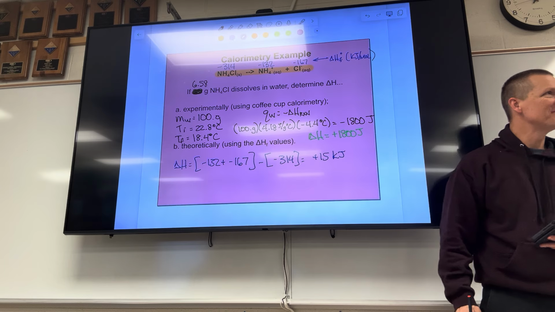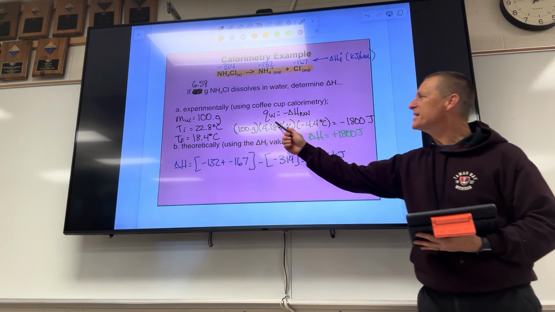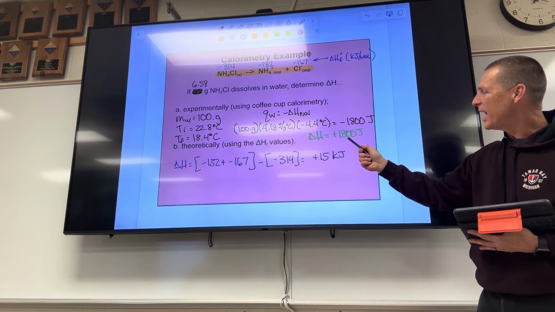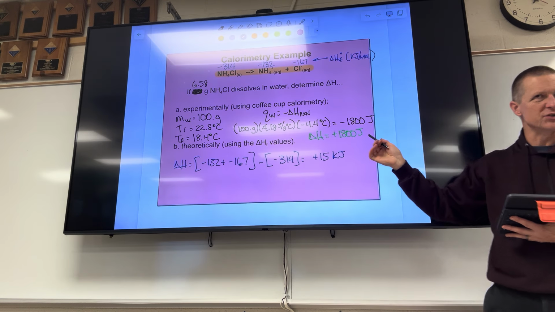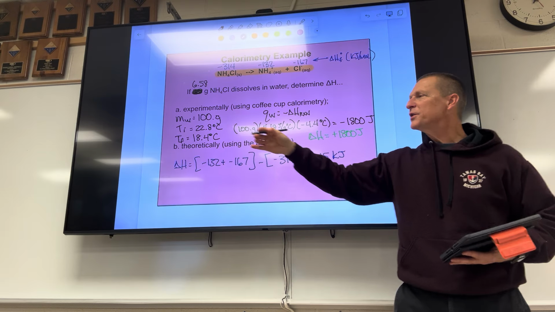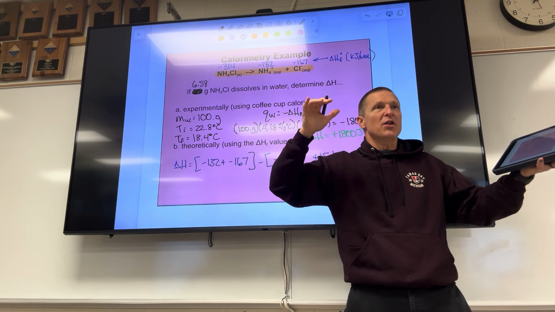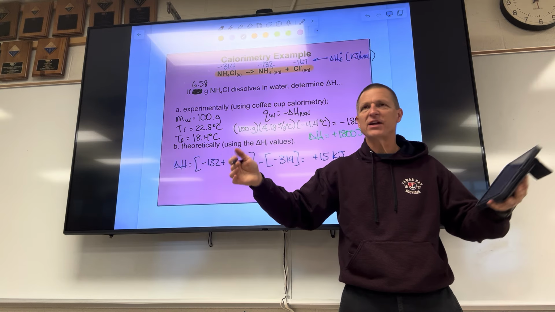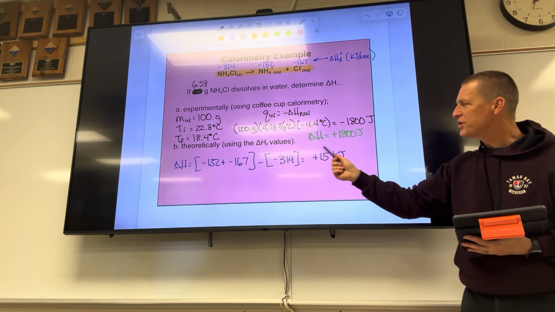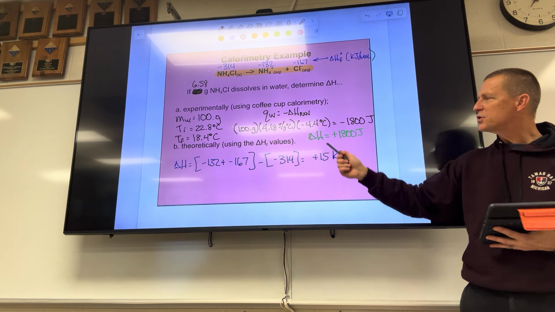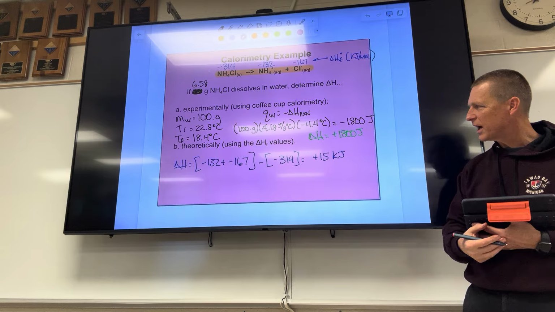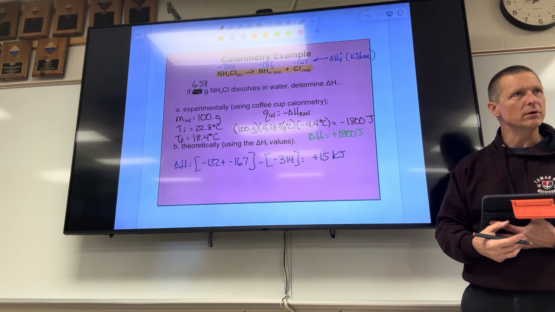How did we do? Experimentally, we see that the delta H of this reaction is positive 1800 joules, which is 1.8 kilojoules. Theoretically, using the resource that I tout as the reliable resource for delta H values, the heat of formation table, it gives us a delta H of 15 kilojoules. So experimentally, we got 1.8 kilojoules, and theoretically, we got 15 kilojoules. How'd we do?